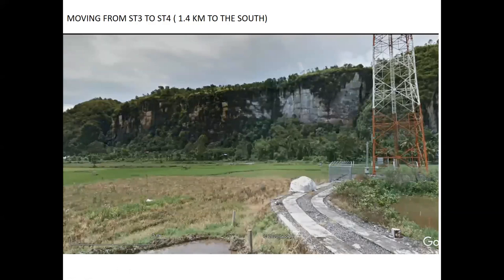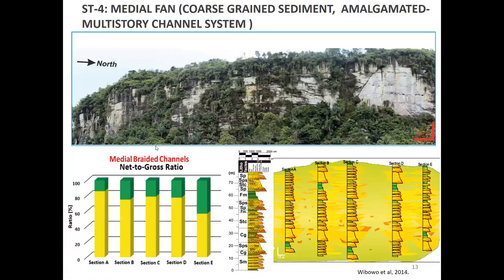This outcrop size is still quite huge, to be honest. The vertical height is up to 80 meters and the horizontal is up to 250 meters. Unfortunately, the channel features are not clearly observed because the outcrop is located parallel to the axis. It's not perpendicular, so we cannot see clearly.